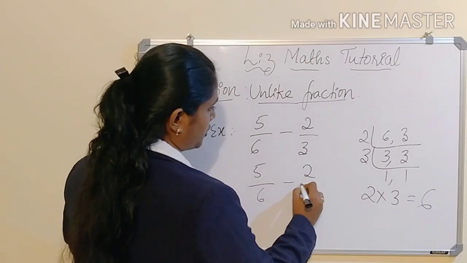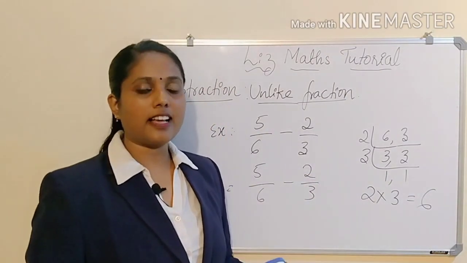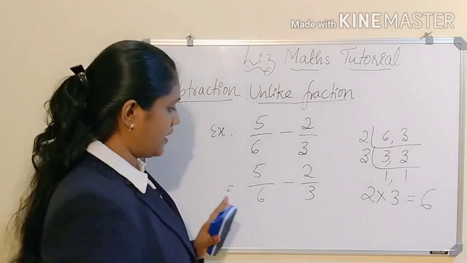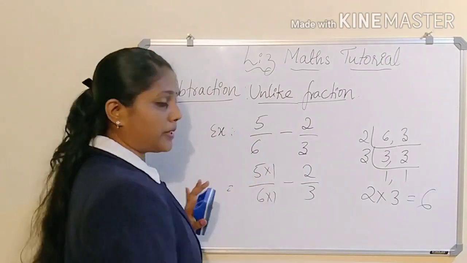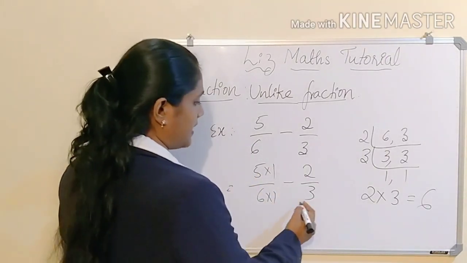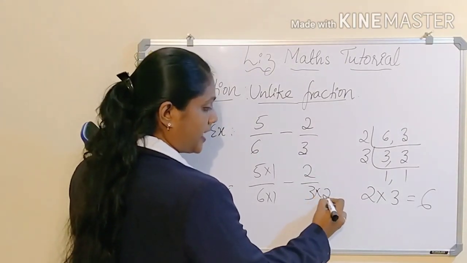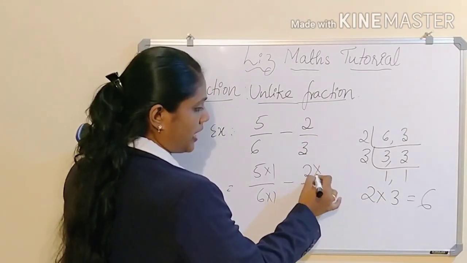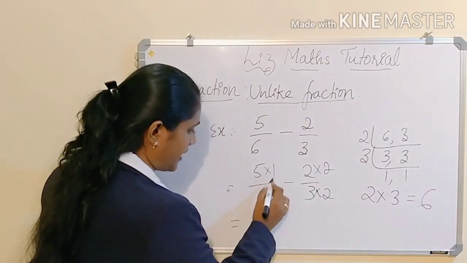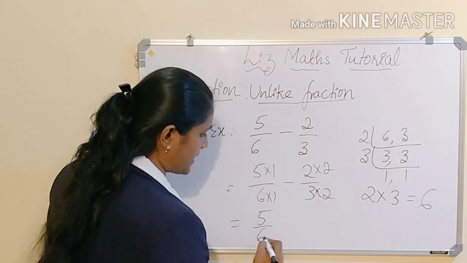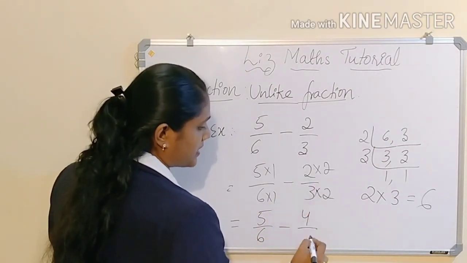So here you write down 5 by 6 minus 2 by 3 again. Here you will get 6 as the LCM. When you multiply 6 1s are, you are getting 6. So the same number you have to multiply to the numerator. And here, to get 6 as the answer, 3 2s are 6. So the same number you have to multiply to the numerator also. So here what you will get? 5 1s are 5 divided by 6. 2 2s are 4 divided by 3 2s are 6.